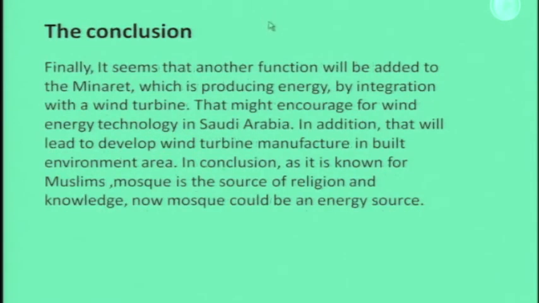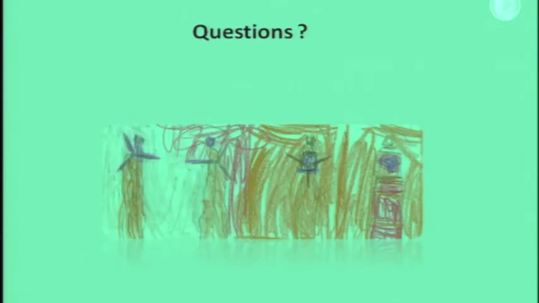Now finally, it seems that another function will be added to the minaret, which is producing energy by integration with the wind turbine. That may encourage wind energy technology in Saudi Arabia. In addition, that will lead to developing wind turbine manufacturing in the built environment area. In conclusion, as it is known for Muslims, the mosque is the source of religion and knowledge. Now the mosque could be an energy source. Any questions? By the way, my son drew this one.